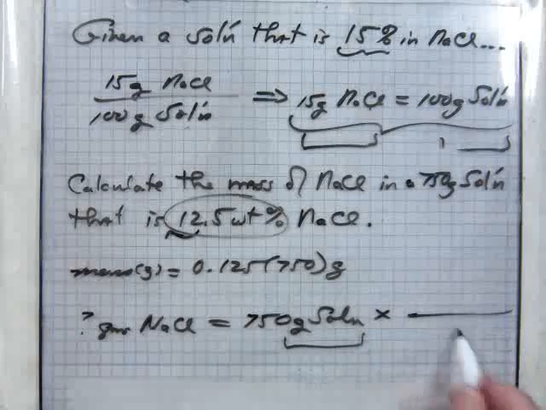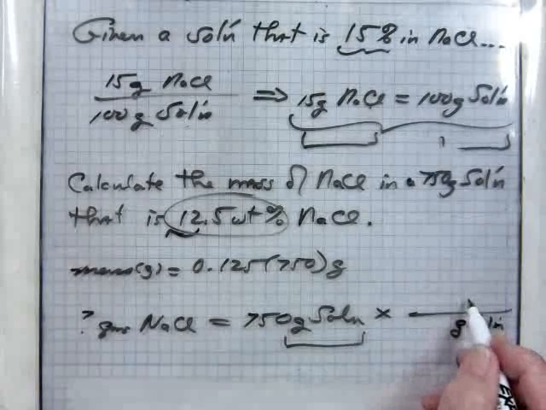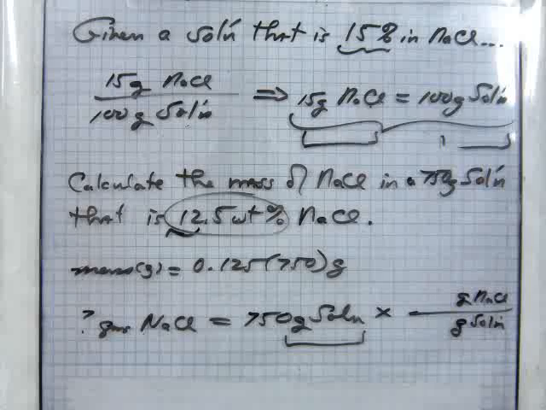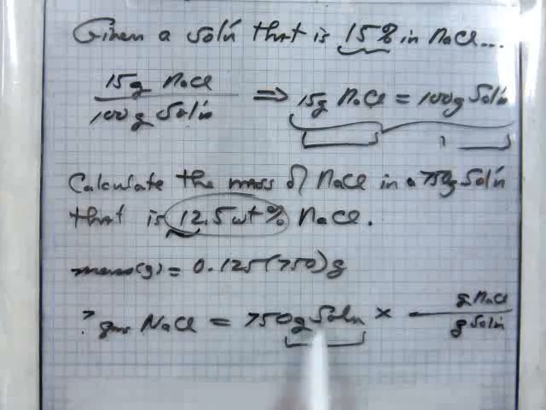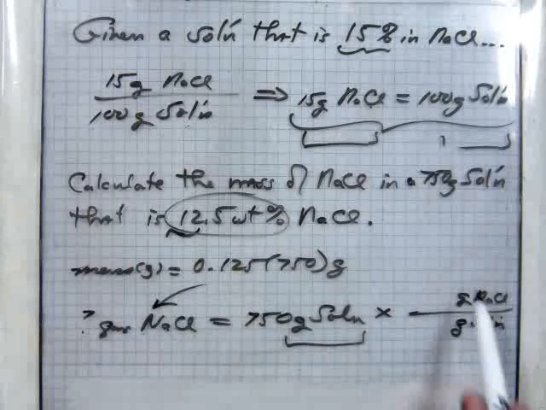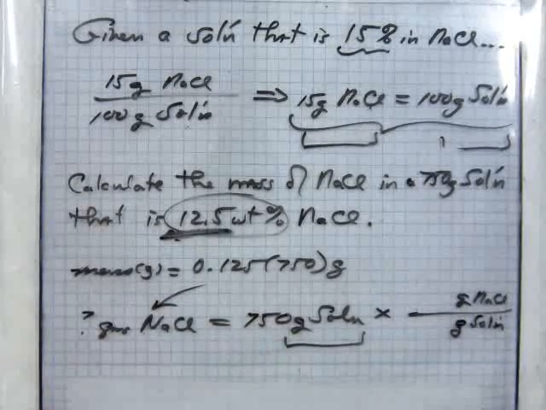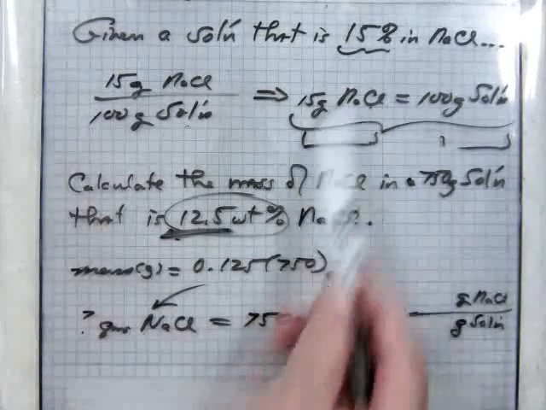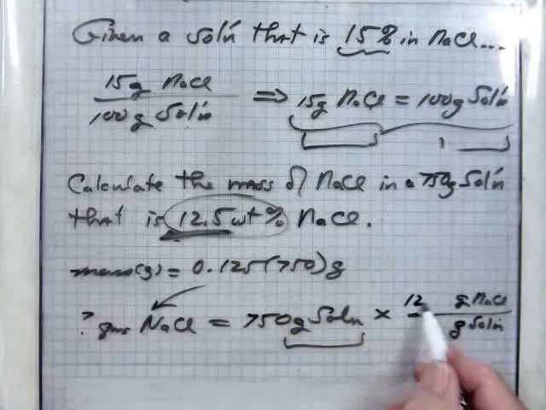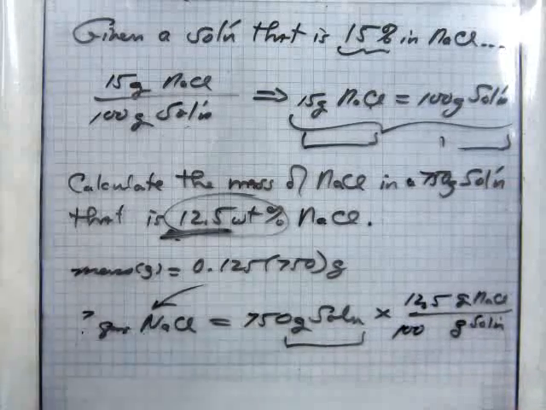And so you want grams of solution down here and grams of NaCl in your conversion factor. So that's where you are at the grams of solution, and you want to go to the grams of sodium chloride. So what are the numbers that go in here? Well, you're given a 12.5. And what I was trying to explain to you is that when you see this, you have to realize that it is 12.5 grams per 100 grams of solution, whether they tell you or not.